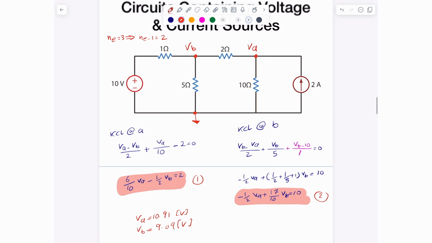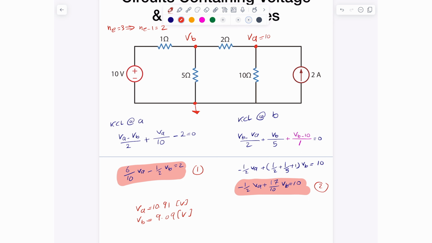Let me just write them up in here. So this one here is VA, which is 10.91 volts, and the VB is 9.09 volts. Again, what I'm saying is this point is 10.91 volts above the reference, and this point in here is 9.09 above this particular reference in here. Okay, so if I want the current, for example, going through this resistor, all you have to do is tell me, well, simply I is VB, which is 9.09, minus VA, which is 10.91, divided by 2. That's basically the resistor, and you can compute that number, and that will be simply negative 0.91 amp.